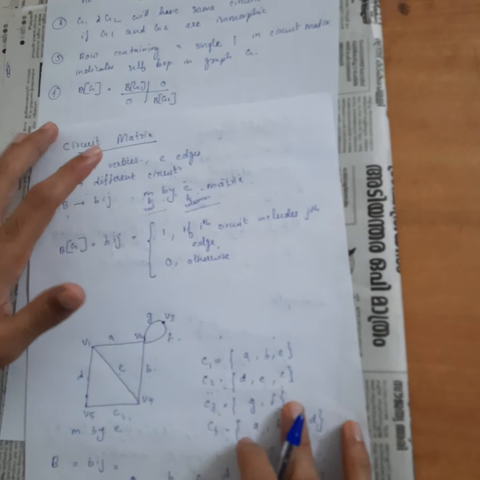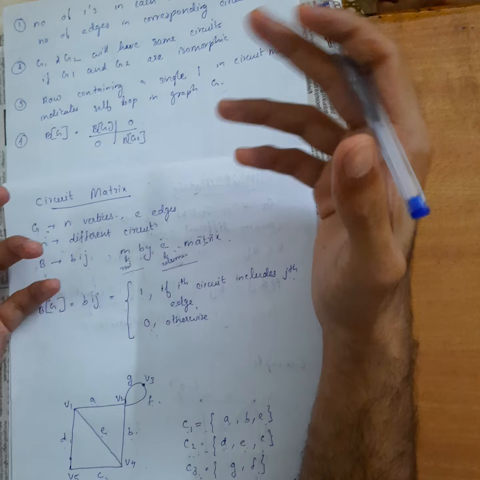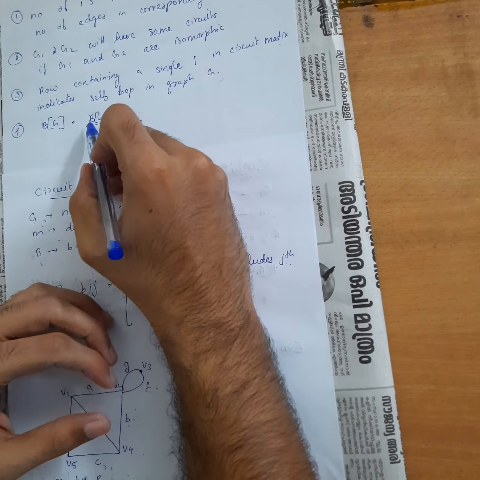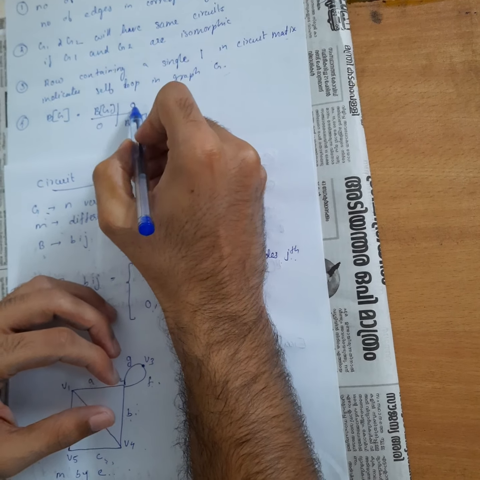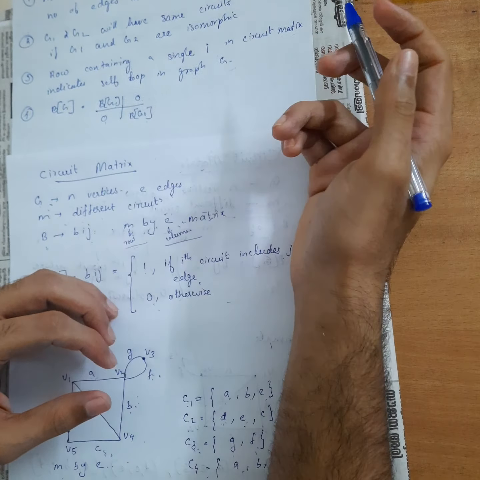And the fourth one: if the graph is disjoint, then we can make the matrix as B of G1, 0, 0, and B of G2, where G1 and G2 are the two components. Thank you.